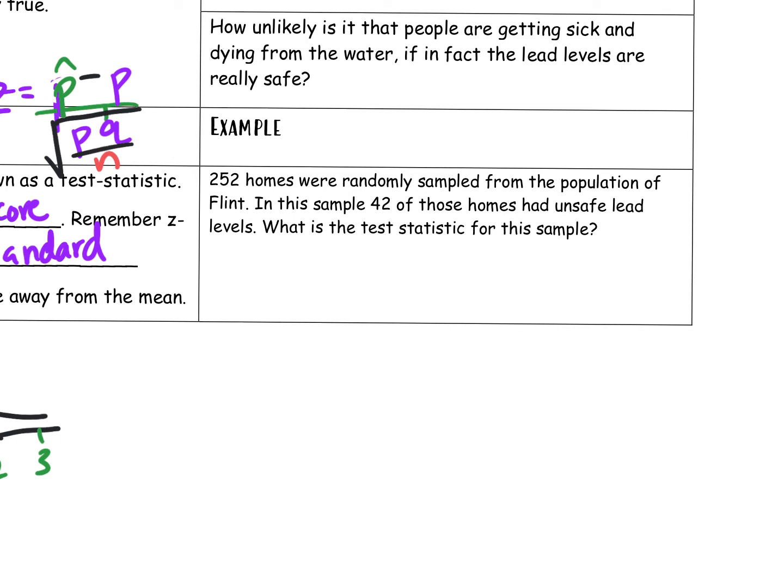So in order to calculate the test statistic, I first need to find p hat. Well, how many homes were sampled? I'm sorry, there were 252 homes that were sampled, and 42 of them had unsafe lead levels. So p hat is equal to 42 divided by 252. And we want to give that as a decimal.